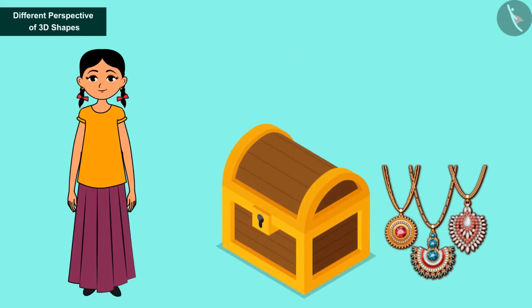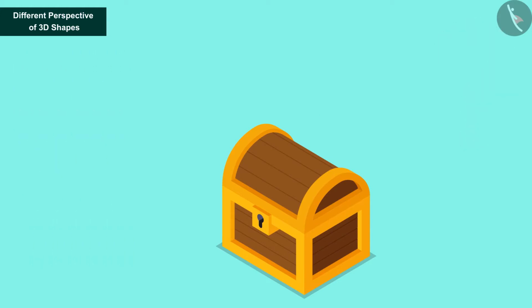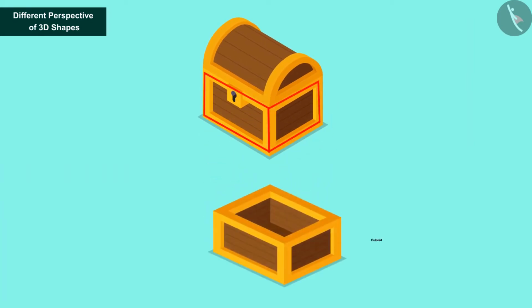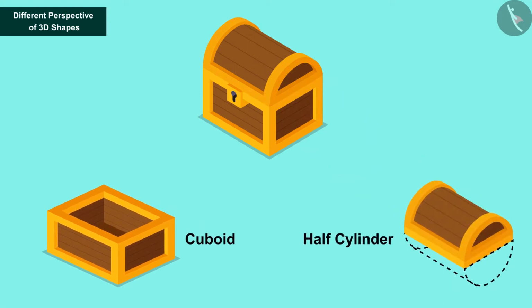Maya keeps her jewelry in the box shown. Can you tell by which combination of shapes this box has been made? As we can see, the base of the box is a cuboid. Well done. But what shape is the lid of the box? Well done. This is half a cylinder. That's why Maya's jewelry box is made of a combination of cuboid and half cylinder.